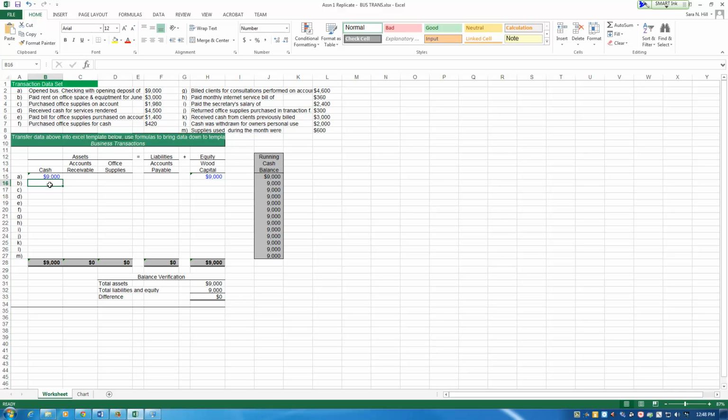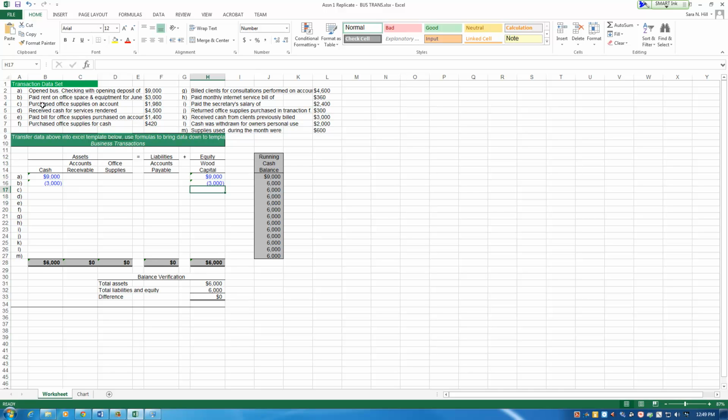Transaction B, we paid rent on an office space and equipment for June. If we paid, that means that cash is going out the door, so I'm going to type in my formula here with a negative sign. I'm going to grab that 3,000. Looks like it was an expense. If it was rent expense, it would go through equity, so let's do a negative and pull in the same cell. See that our difference is still 0, so let's keep moving.